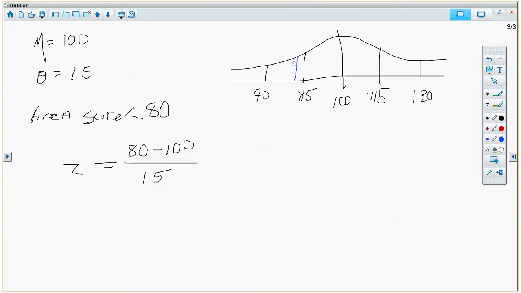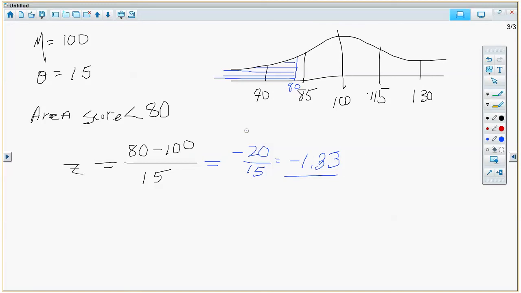Now the table is going to give you this right here. So that means less than. And that's what it wants. I asked for less than 80. So here's your 80, but the problem is the 80 is not a z-score, so you have to change it. 80 minus 100 is equal to negative 20 over 15, which is equal to negative 1.33. So now you got your z-score.